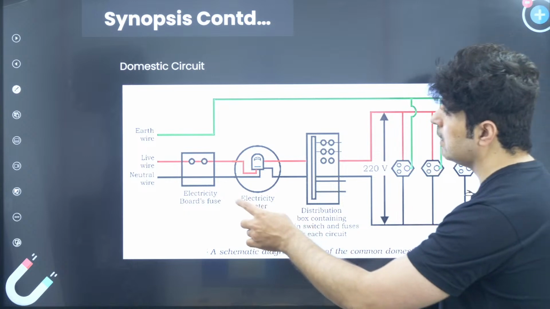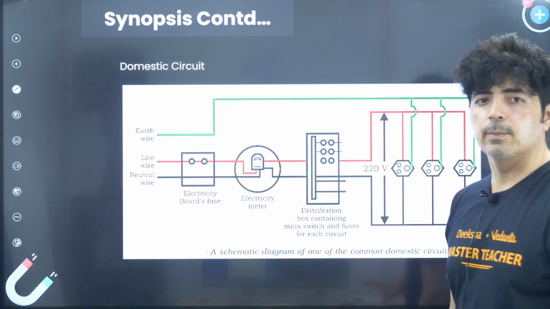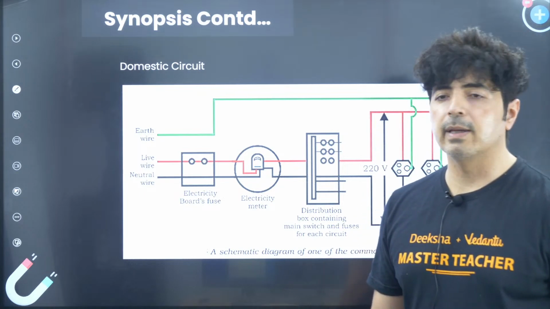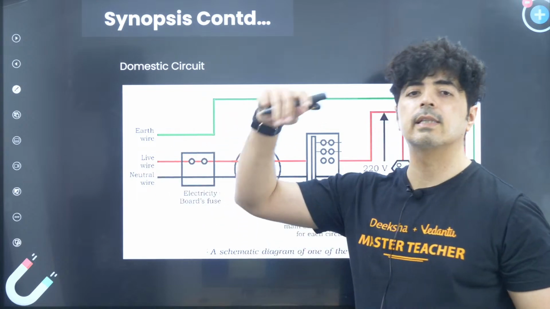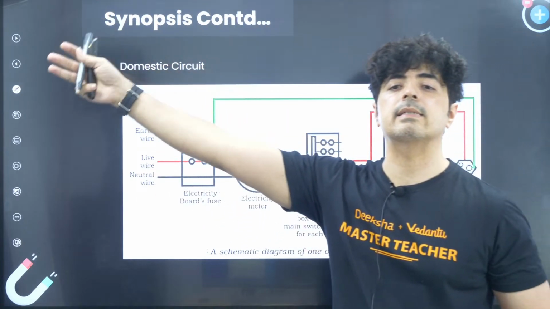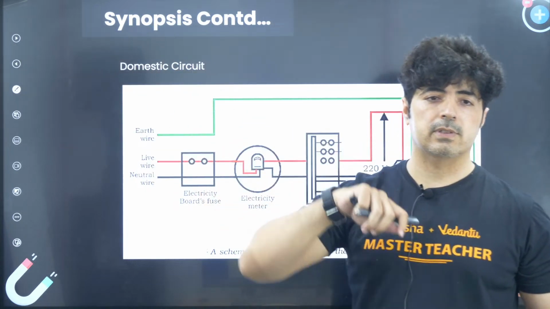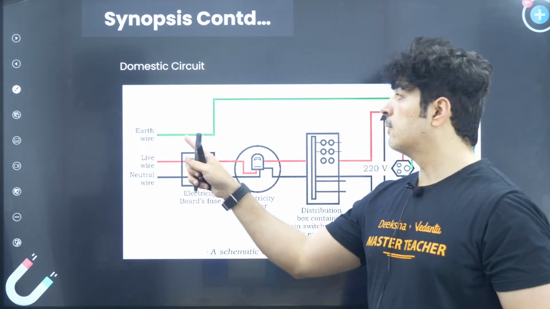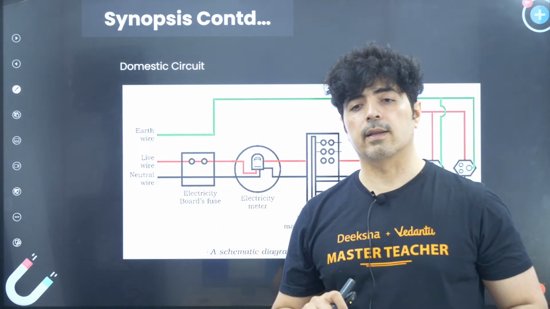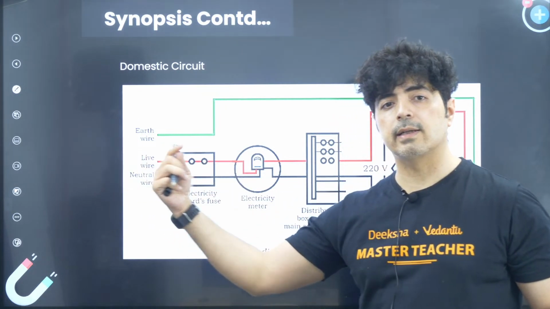Now this red color wire is your live wire. What is the meaning of live wire? Let's say there is a power station, and from there the electricity starts. So electricity comes to our house with this red color wire. That is called the live wire.